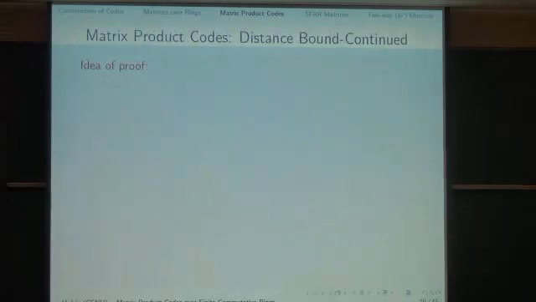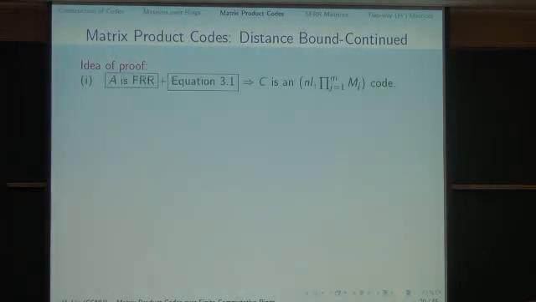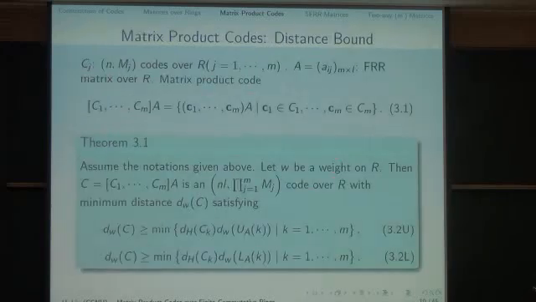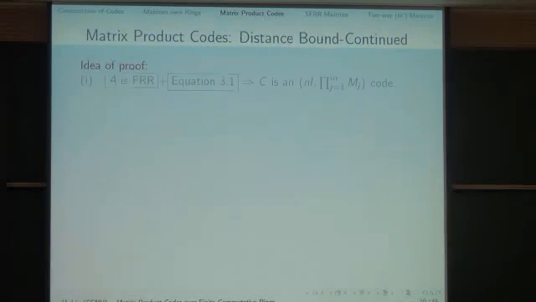Here is the ideal proof. Since A is full row rank, we can find the size by using this equation. The size of the code is just the size of each C_i multiplied together. So the first result is easy to get.